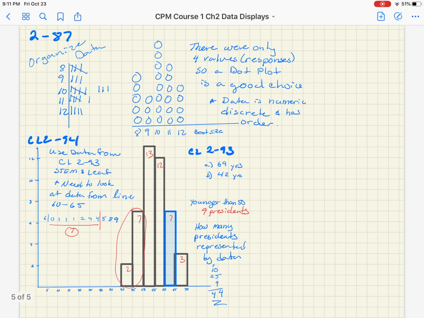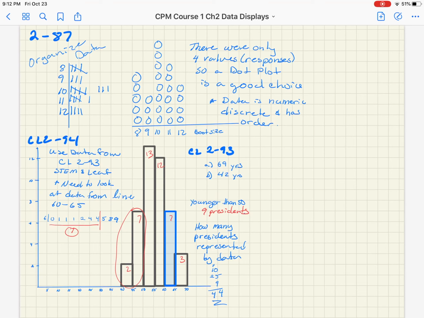And then here we finish up on 287. The way I organized my data is I used tally marks. And once again, there's just 1, 2, 3, 4, 5 choices. So I could have made a stem and leaf plot or a dot plot. And so I went with the dot plot was what they wanted us to do.